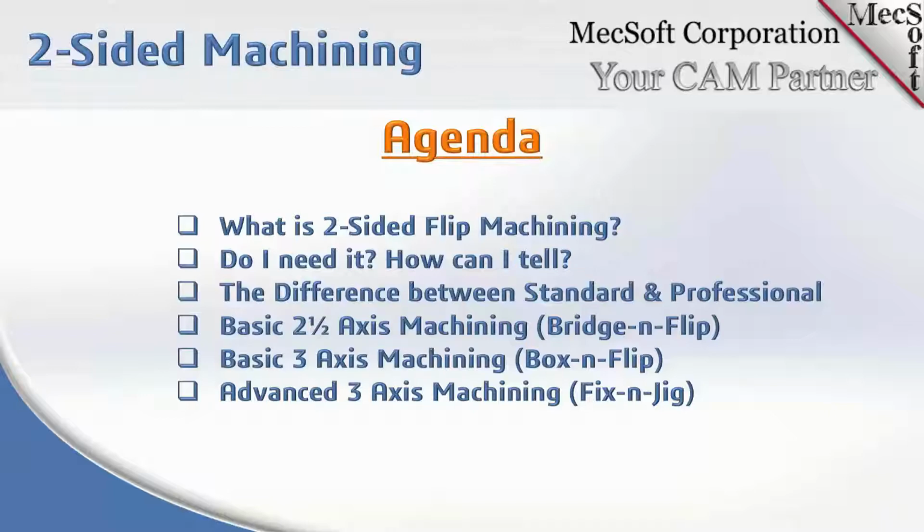And then basically the techniques. The three techniques we're going to be talking about are bridge and flip, which will be applied for basic 2.5 axis machining. This will be followed by the box and flip. These are kind of fancy names that Don's come up with, so you will be able to remember it. The box and flip is tailored for basic 3-axis machining. And then finally, for advanced 3-axis machining, he's got a technique called flip and jig, and he's going to go over all of that. So without any further delay, Don, please go ahead.